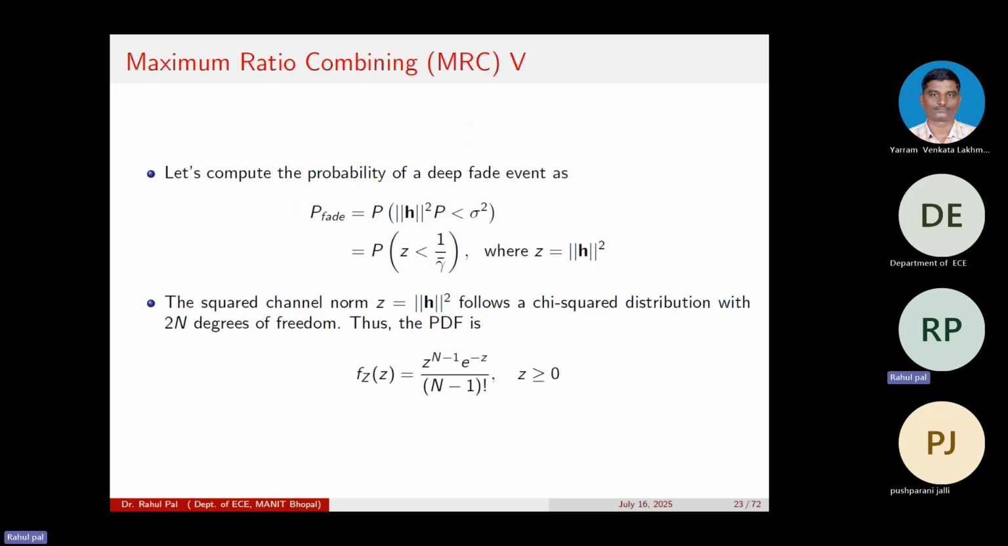Now we can also calculate the probability of deep fading for maximum ratio combining. Here this is the signal power and this is the noise power. When the signal power is lesser than the noise power, that is my probability of deep fade. We get the probability of Z less than 1 by gamma bar, where Z is a chi-square random variable with the corresponding degrees of freedom.